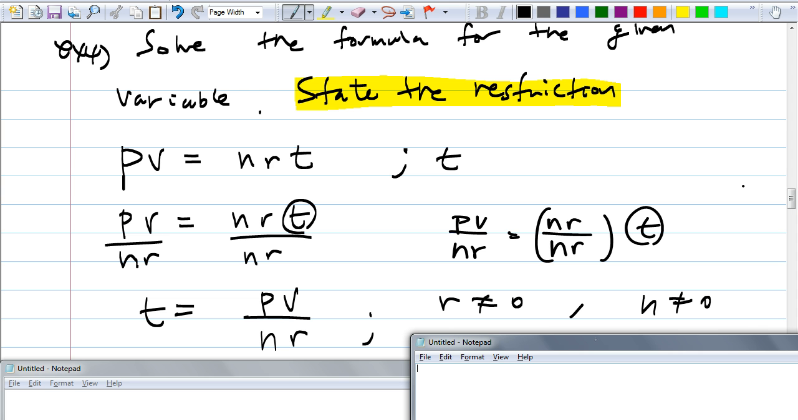Instead of writing that, just do it this way: r not equal 0, n not equal 0. It's much better. It actually shows me that you understand what we're saying. Again, don't write nr equal to 0. That's not how you write these things. You need to tell me for each of these factors that we don't want them to be 0.